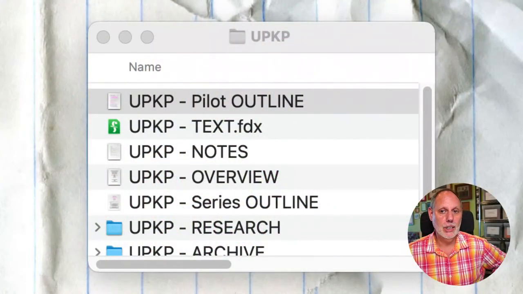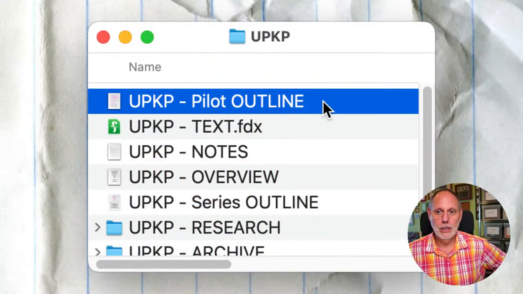We are in the final section of the script. We are getting to the third act. We still got a ways to go. So let us take a look here at the outline.